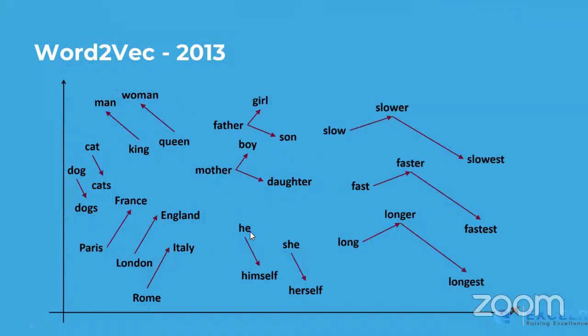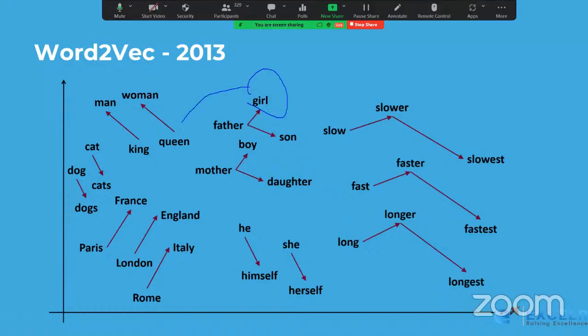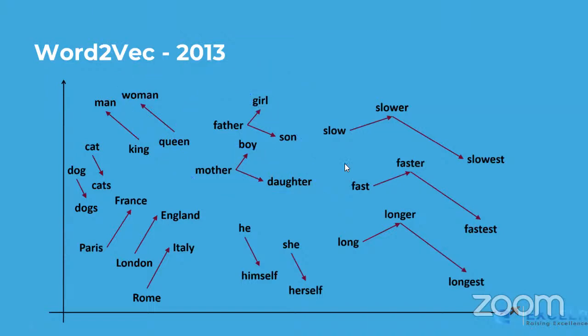You can see father and boy are close by, and also father, girl, and son are close by. So boy and son are also close by. I would also have mother, queen, girl close by. So this girl can come here, so that all these woman-gender words are close by: daughter, everything. And again, fathers and boys are close by. Likewise, people created very, very large corpuses.